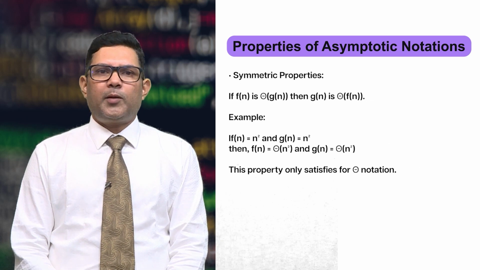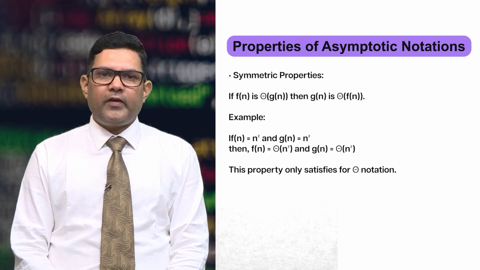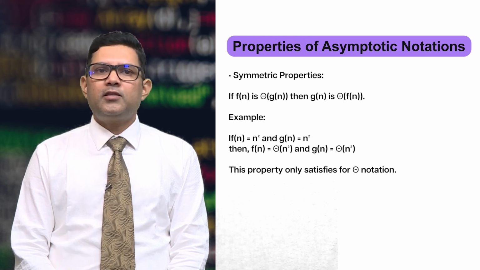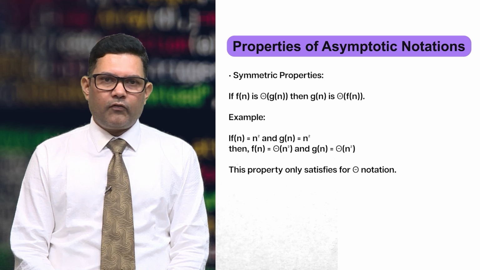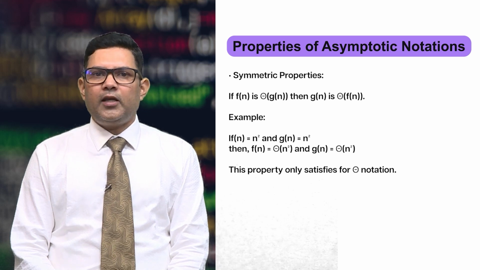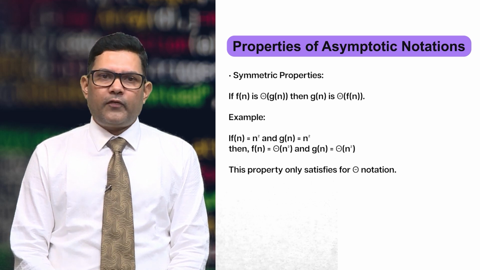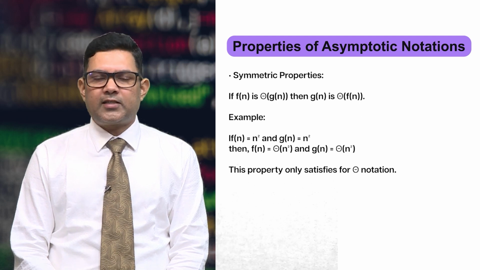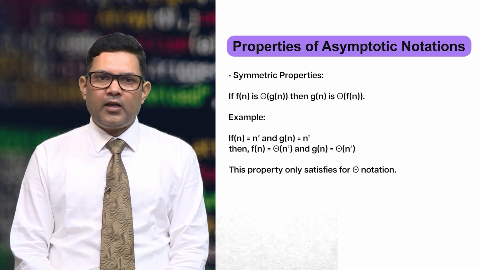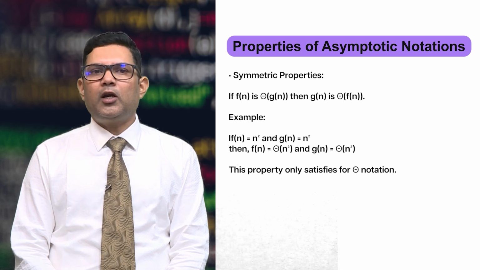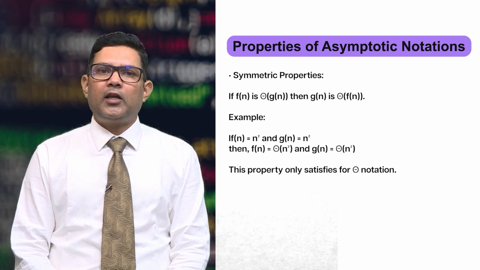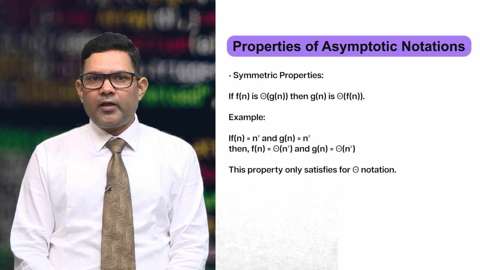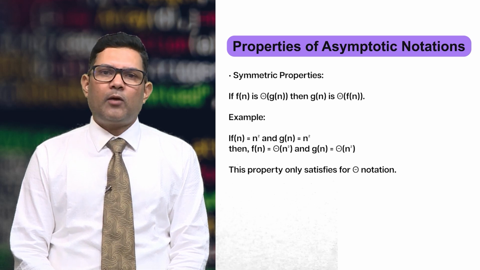Next one is the symmetric property. If the function f of n is given and f of n is bounded by theta of g of n, then g of n is also bounded by theta of f of n. That means if there are two functions, f of n and g of n, and f of n is bounded by theta of g of n, then we can conclude that the function g of n will also be bounded by theta of f of n.